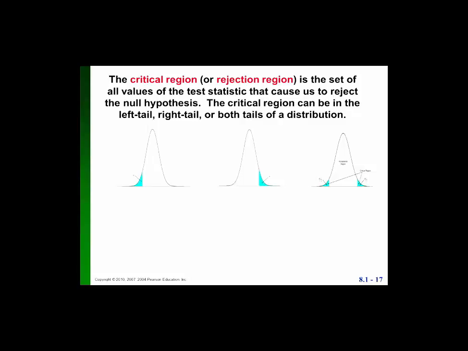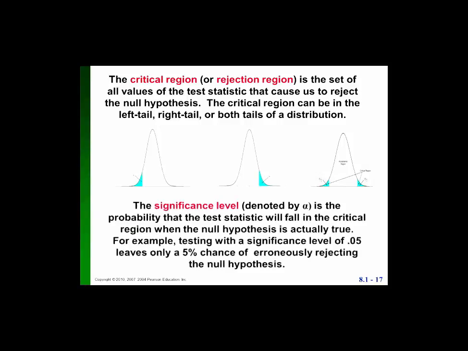The middle picture is that of a right tail test. The rejection region is in the right tail. If your test statistic lies anywhere in that blue area, you're going to reject the null hypothesis. And then the third picture is called a two-tail test, when you're going to reject the null hypothesis if your test statistic is less than something or greater than something. And then the word we have seen before, the significance level alpha, is the probability that the test statistic will fall in the critical region when the null hypothesis is actually true.